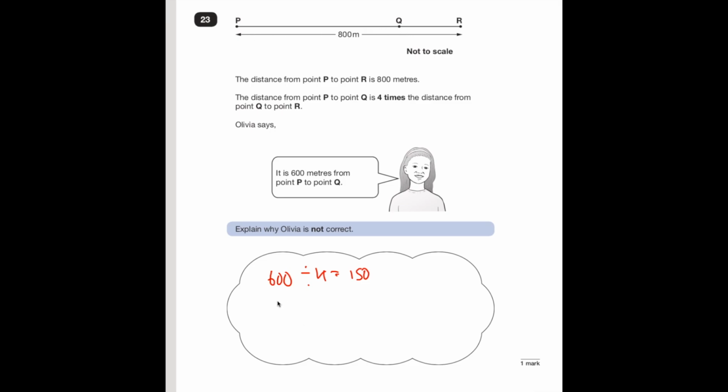So in order to prove that this is wrong, we've been told it's 800. Olivia says it's 600 plus 150, but that equals 750.